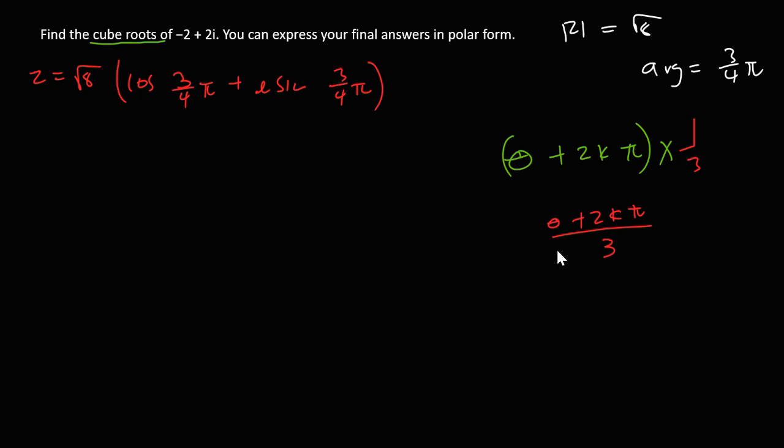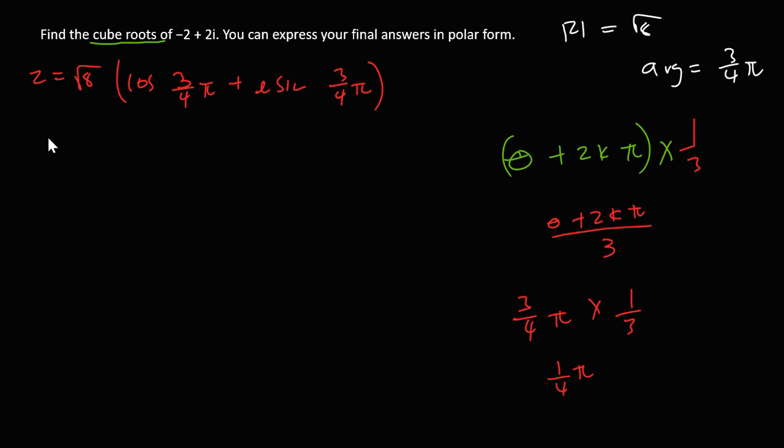We're going to do it first for k equals 0. What if k is 0? If k is 0, all of this is going to be 0, and we're just going to divide our argument by 3. So this is 3 over 4 pi times 1 over 3, which just cancels, and you'll have your argument as 1 over 4 pi, or quarter pi.